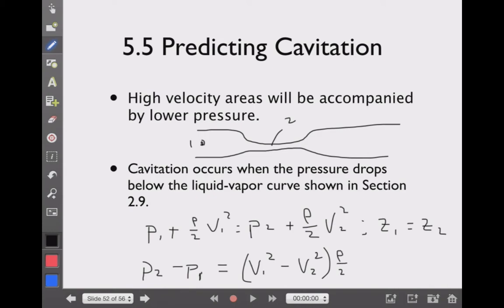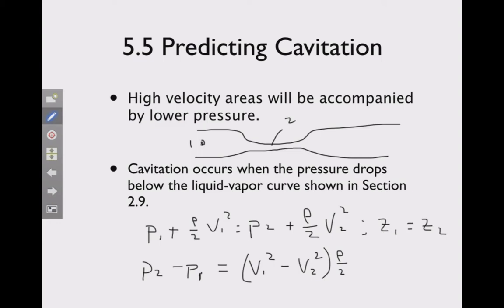But the rho over 2 is not so important here. But what I want to show you, I'm going to start a new one at the bottom here. You can see that if V2 is much greater than V1, so as the fluid comes through this situation and goes into this nozzle, or this smaller portion of the tube or conduit here, and comes back out, the velocity is going to increase in here.